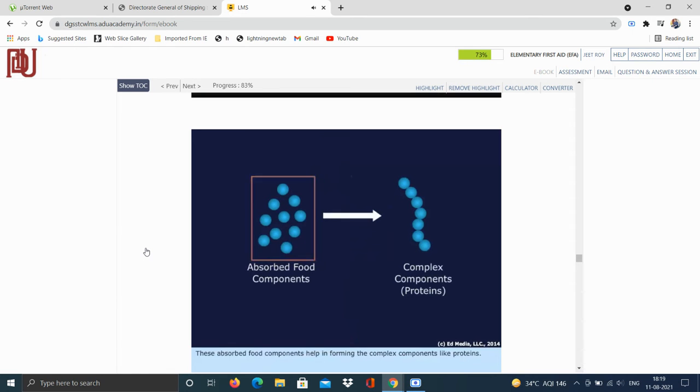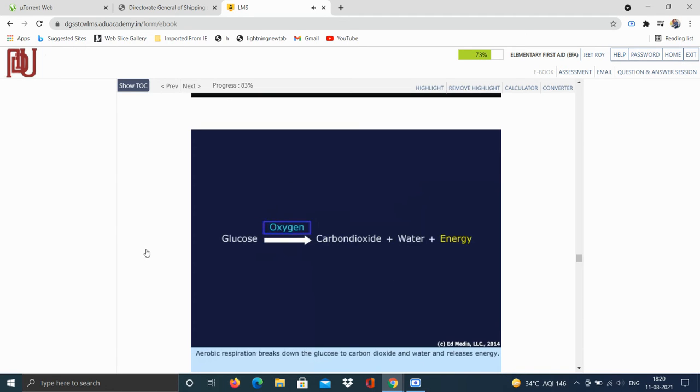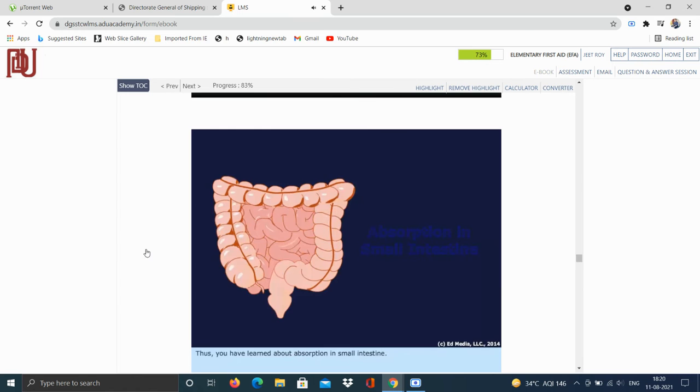These absorbed food components help in forming the complex components like proteins. This process is known as assimilation. Aerobic respiration breaks down the glucose to carbon dioxide and water and releases energy. Thus, you have learned about absorption in the small intestine.